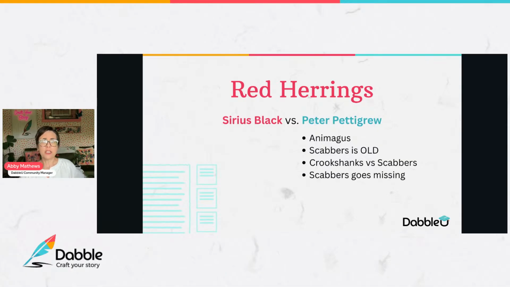Right? So in chapter 13, Scabbers just goes missing, right? Scabbers disappears, and Ron assumes that Crookshanks ate him, right? That's an easy assumption to make because the author has set it up that way. But in reality, Scabbers has fled because he senses danger. Sirius Black is getting close.